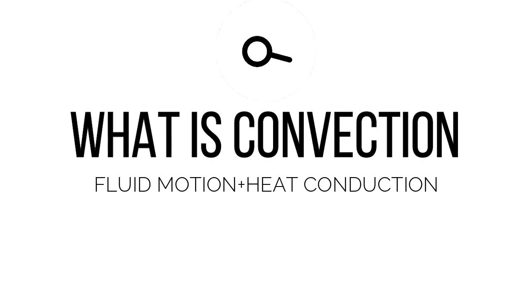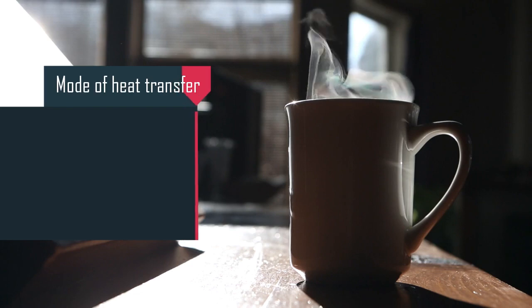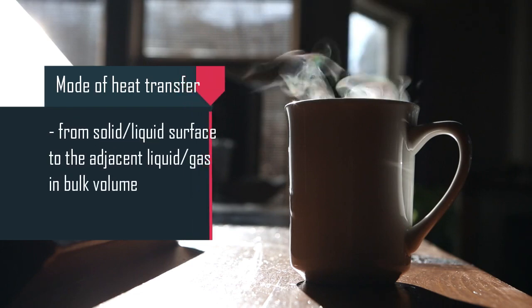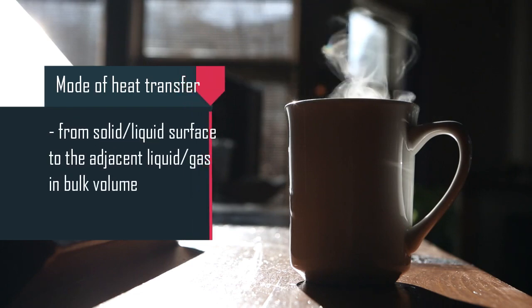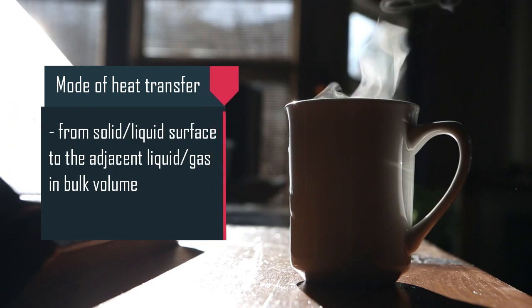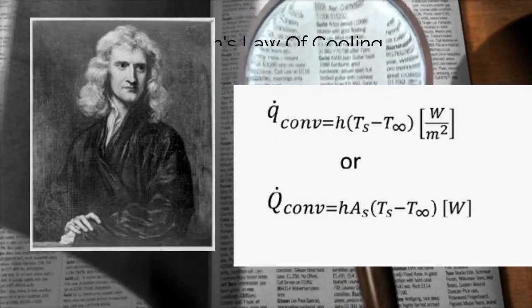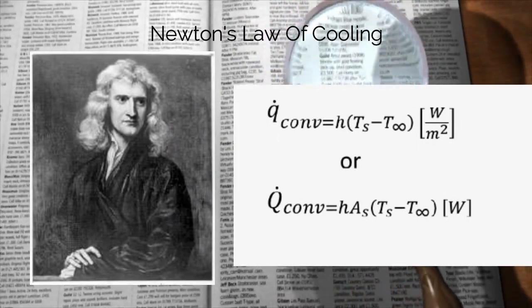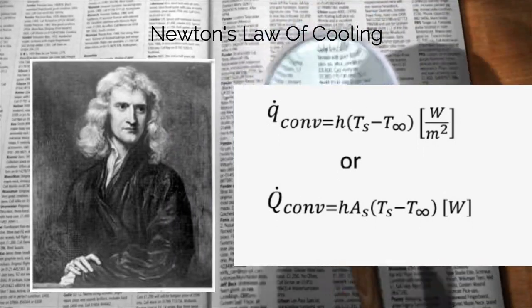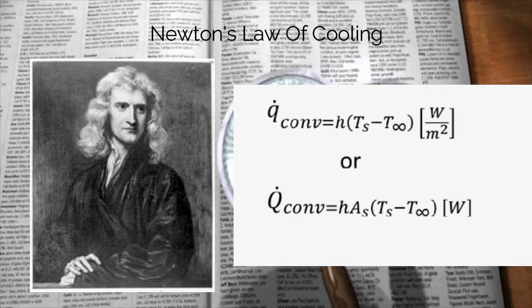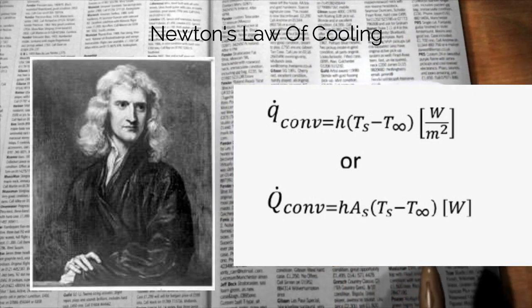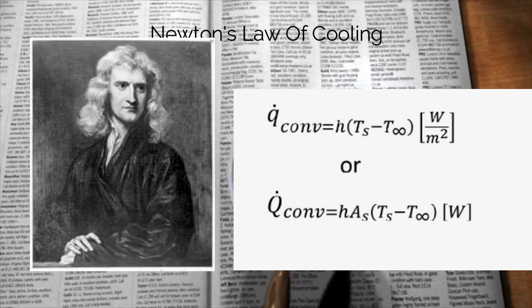What is convection? Convection involves fluid motion as well as heat conduction. It is a mode of heat transfer between a solid or liquid surface and its adjacent liquid or gas that is in bulk volume. For convection heat transfer, we use Newton's law of cooling. To clarify more on this topic, we will look at figure 6.1.